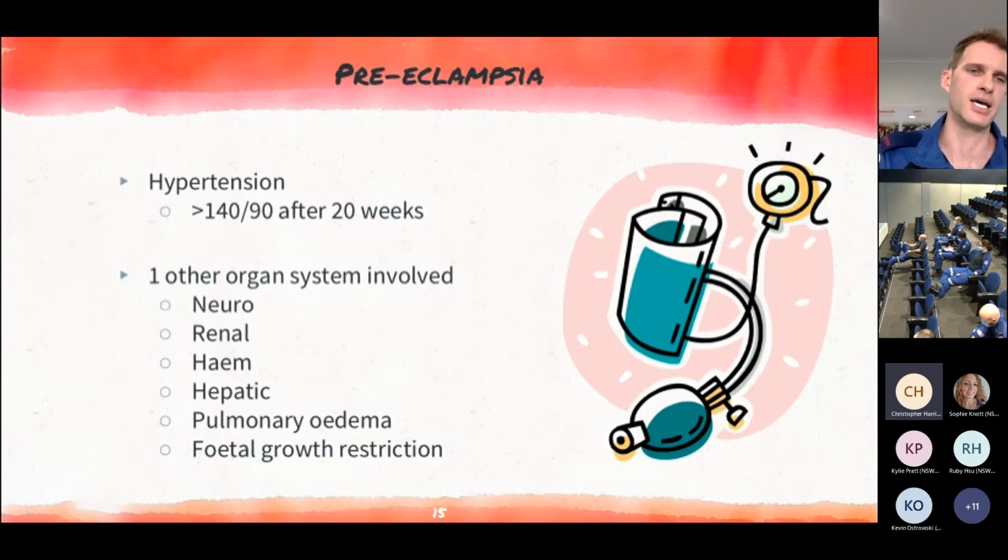And so that's things like the neurological symptoms: headache, visual impairment, hyperreflexia, and if there's seizures, that's eclampsia. Renal: proteinuria, oliguria, or creatinine greater than 90. Heme: things like thrombocytopenia. Hepatic is the change in transaminases, so elevated transaminases or right upper quadrant pain. Pulmonary edema is self-explanatory, and fetal growth restriction as well.